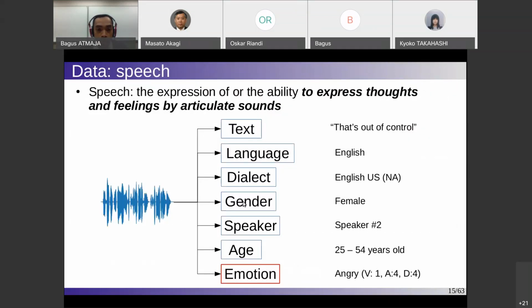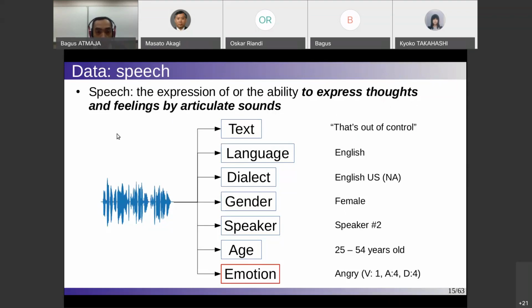The first is data. The data is speech. According to the Oxford Dictionary, speech is defined as the expression of or the ability to express thoughts and feelings by articulate sound. From this definition, we also see the relation: expressing thought is represented in linguistic, the feelings are related to emotion, and articulate sounds are related to acoustic. And from speech, we can also obtain several pieces of information, or precisely knowledge, here.